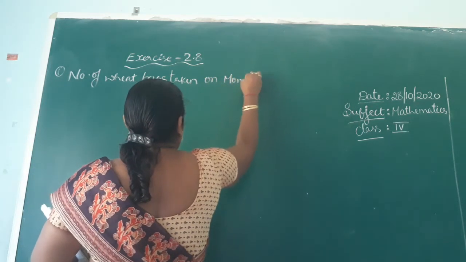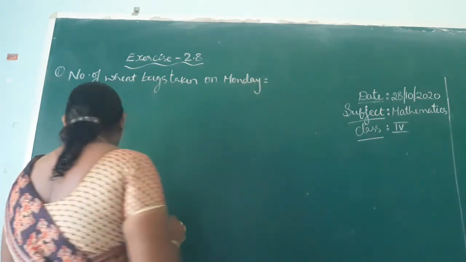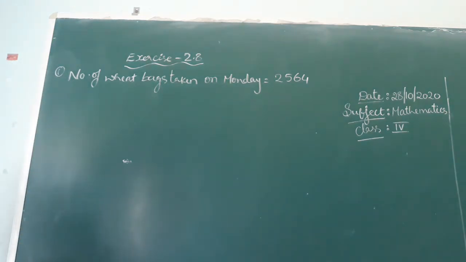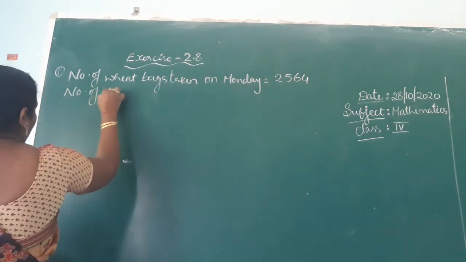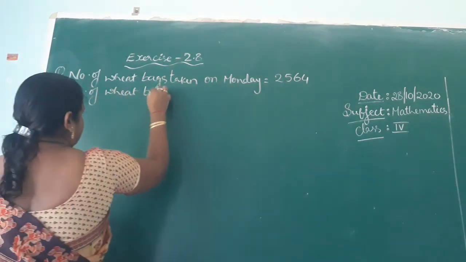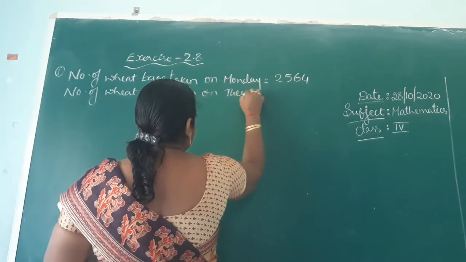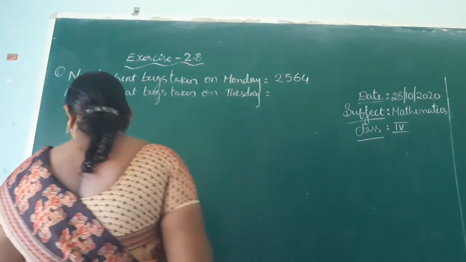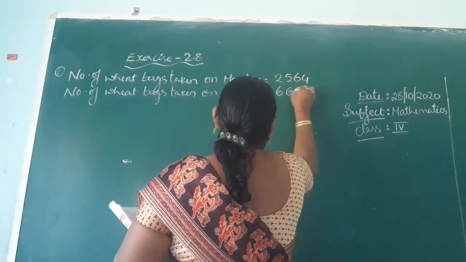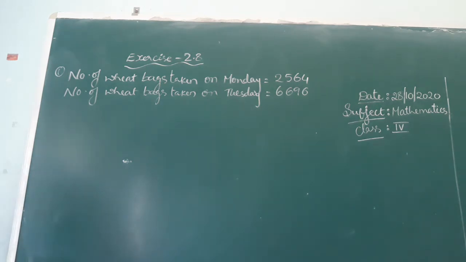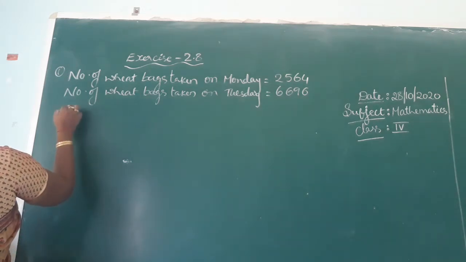Monday. First you have to add how much they used or how much they took out. 2,564 bags. Next, number of wheat bags taken on Tuesday. How many bags were taken on Tuesday? It's nothing but 6,696 bags were taken on Tuesday. So how many bags were taken? First of all, you should know how many bags were taken.